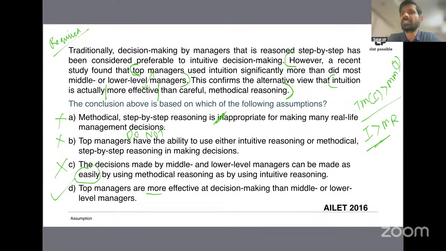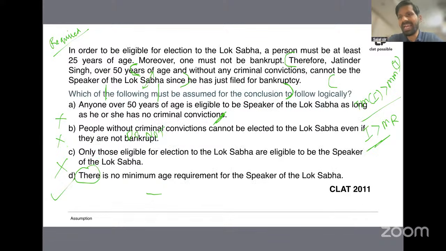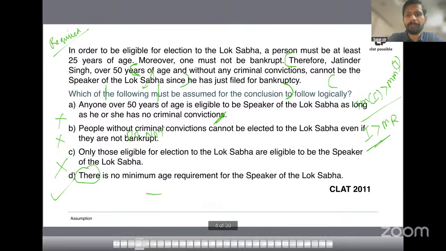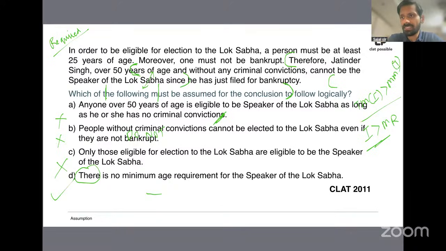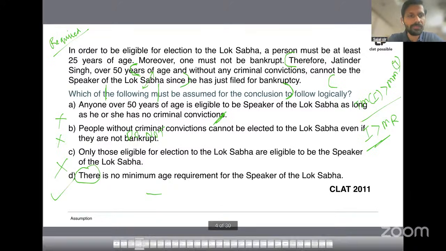So this is one example of how the linking assumption might appear, right? We can look at another example. This one is not from AILET, but from CLAT, but that's all right. So let's do this one. Again, what you can do is take some time to solve it on your own, and then we can discuss it.